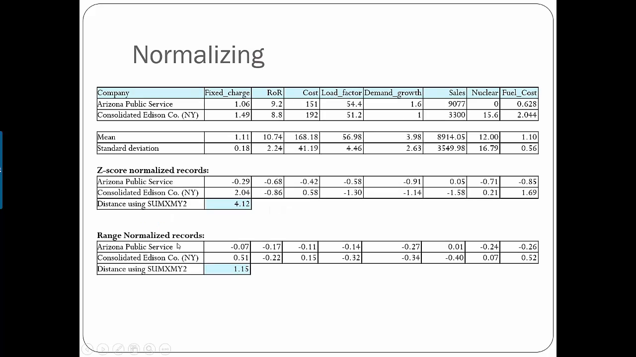So here are the two examples. I have done z-score normalization and the distance, the range normalization and the distance for the two companies that we randomly selected, Arizona and Consolidated. Okay, let's look at these computations in Excel.